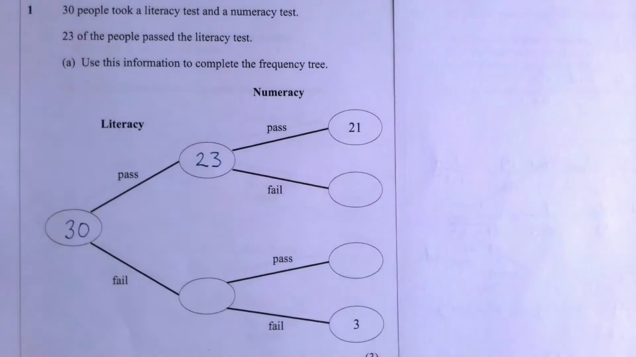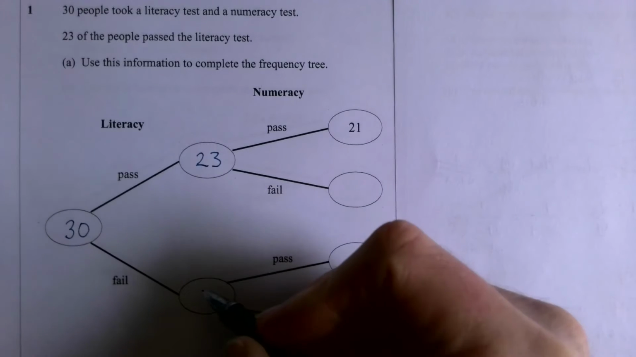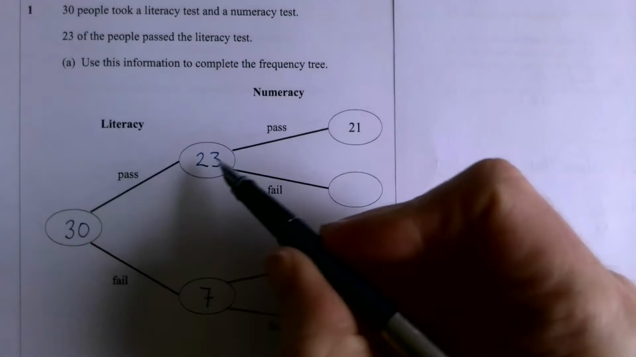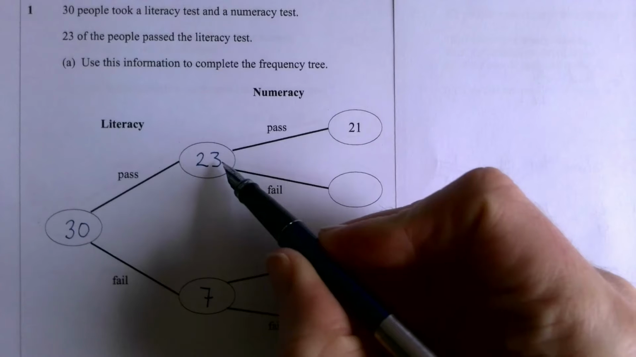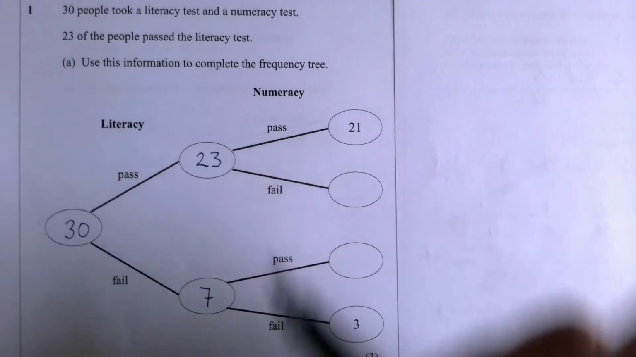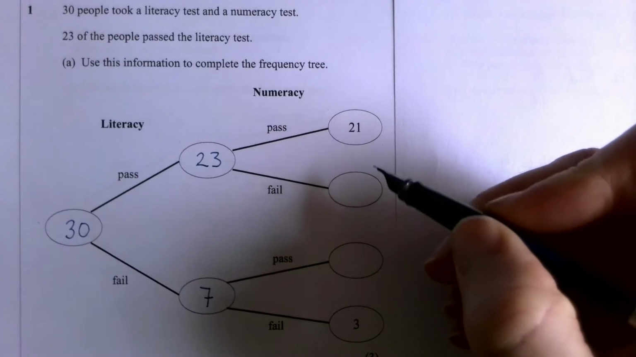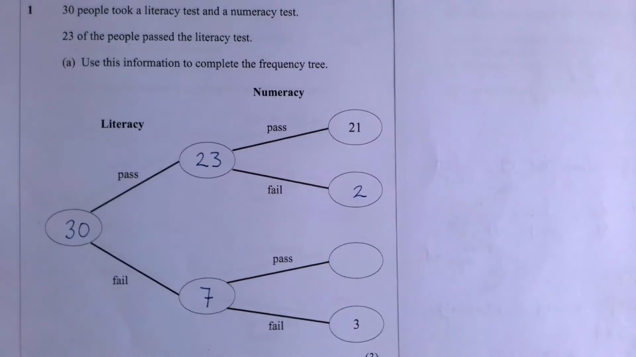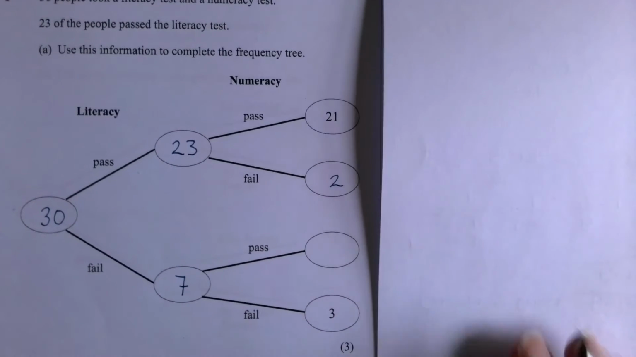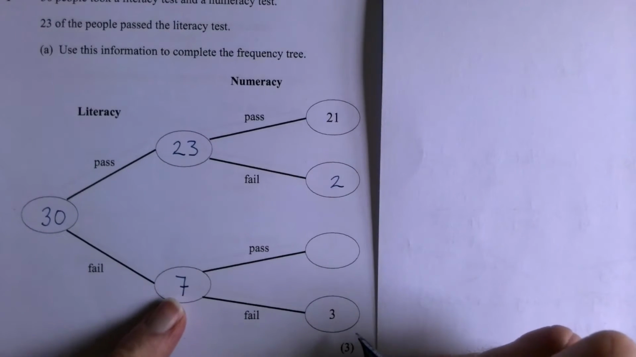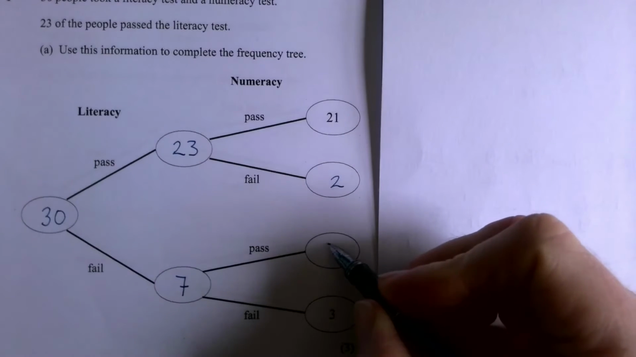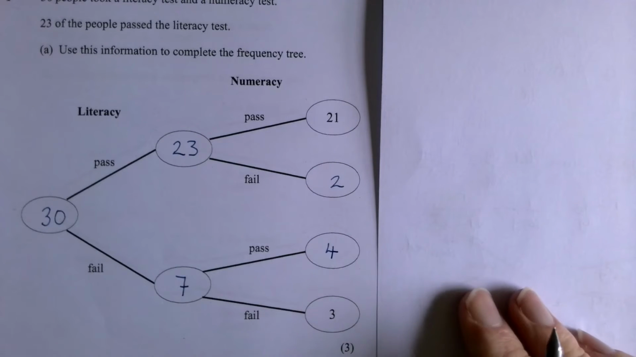So if 23 have passed and 30 people have taken the test, I know that 7 must have failed. Now at this point up here, this is just looking at the 23 who passed the literacy test, and they're telling us that 21 of them also passed the numeracy test. That means 2 of them must have failed, because 21 plus 2 makes 23. And down at the bottom here, they've told us that of the 7 that failed, 3 also failed the numeracy test. But that means that most of them, 4 of them, must have passed the numeracy test.